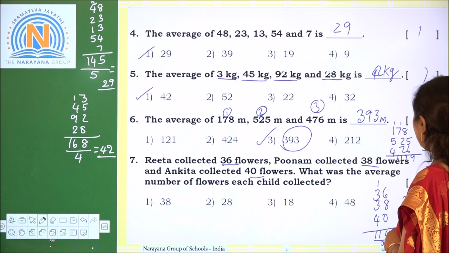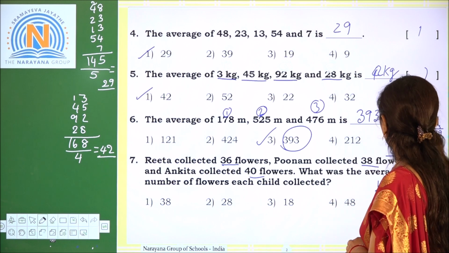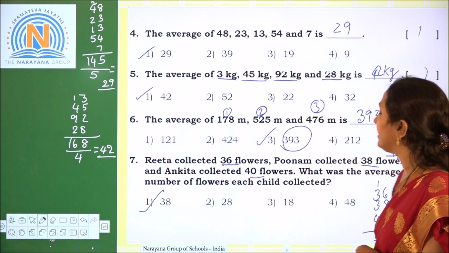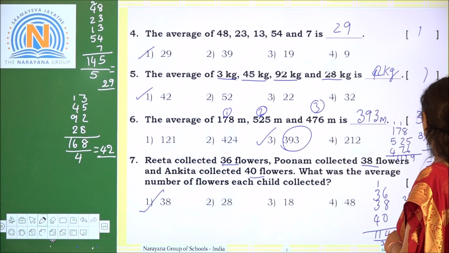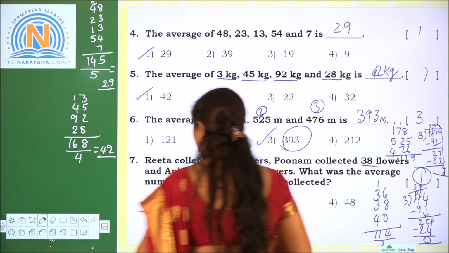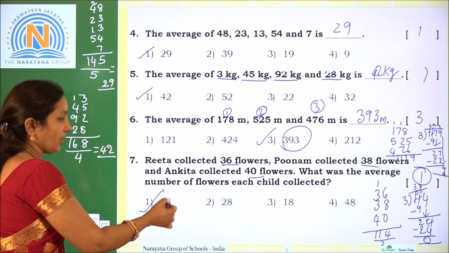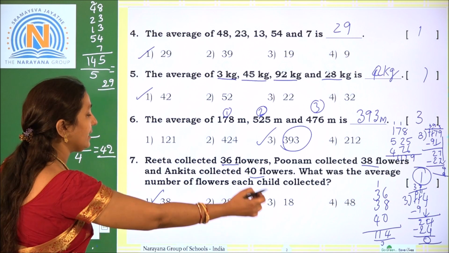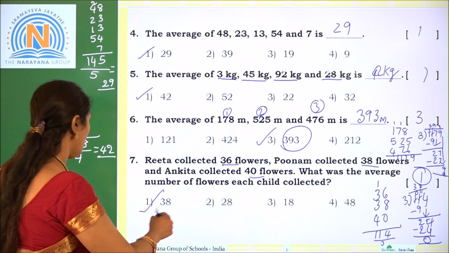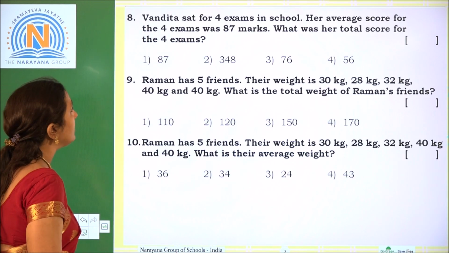Now the average number of flowers is 38. So which is the correct option? 38 flowers each child will get. So option 1 is the required one. So 38 flowers each child collected on average. Now coming to the next one.